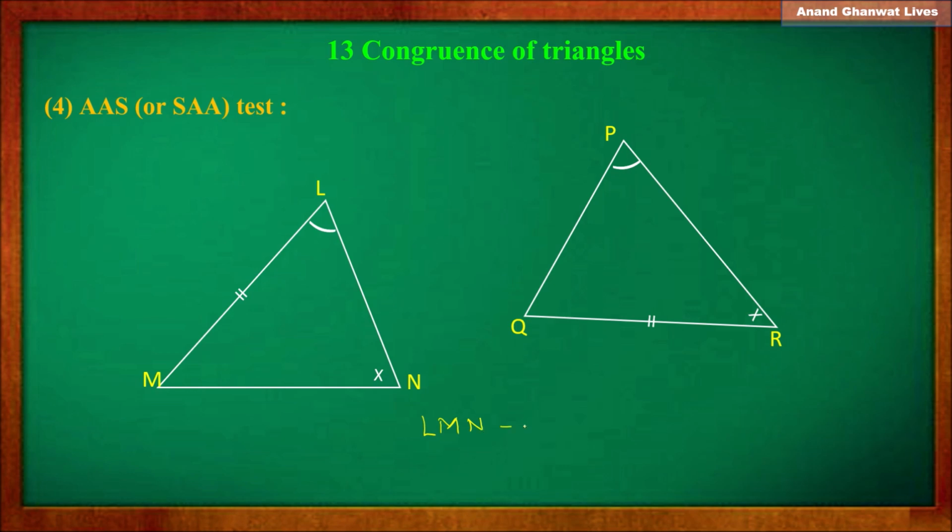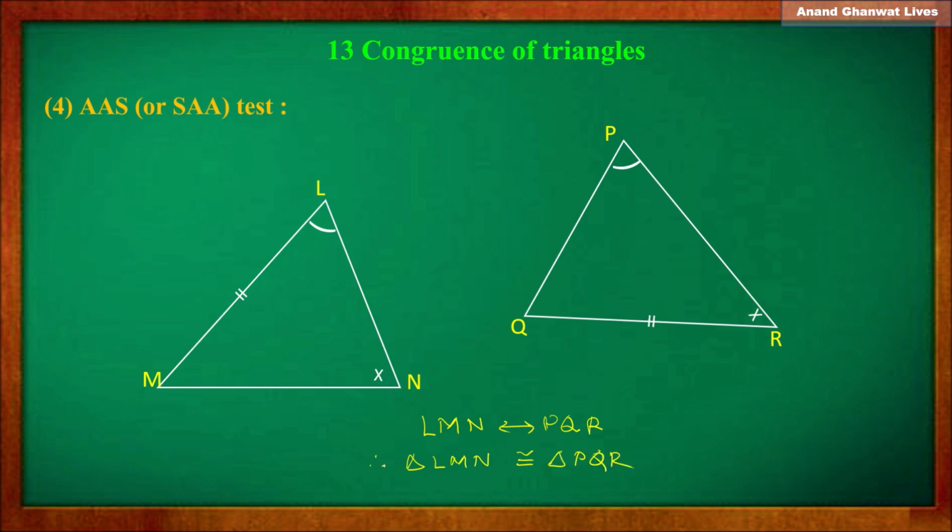LMN is one-to-one correspondence with. Now angle L is congruent with angle P. Then angle N is congruent with angle R, and the remaining point, that is Q. So LMN is one-to-one correspondence with PQR. That's why triangle LMN is congruent with triangle PQR.